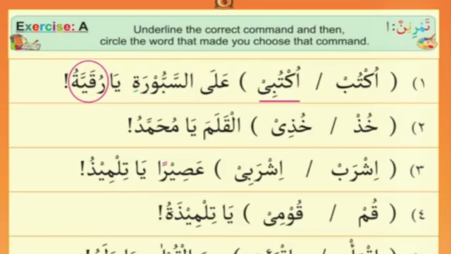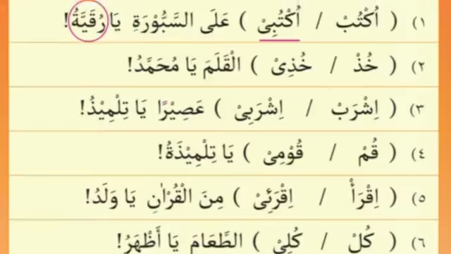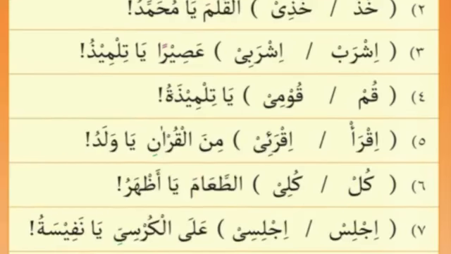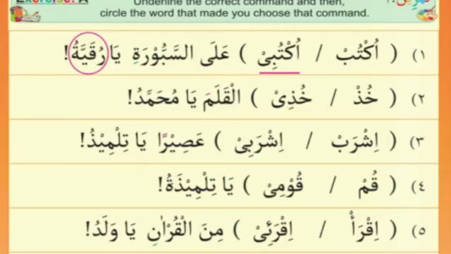exercise. Alright? Exercise says underline the correct command and then circle the word that made you choose that command. So there are 8 sentences. 1, 2, 3, 4, 5, 6, 7, 8. Okay, we go slowly one by one. There are 2 command verbs in the bracket. Okay, we choose which one is correct. Okay, the first one has been done for you.